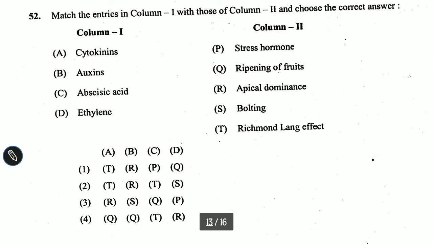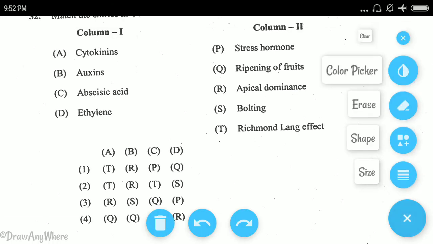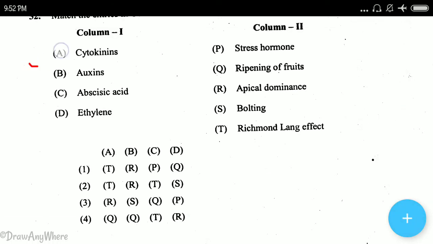Hopefully you can see the question completely. Now the answer here will be, see, cytokinin is related to the Richmond Lang effect. What is this Richmond Lang effect? Actually it is the retardation of aging due to the application of plant regulator, which is cytokinin. So it is the Richmond Lang effect which is related to the cytokinin.